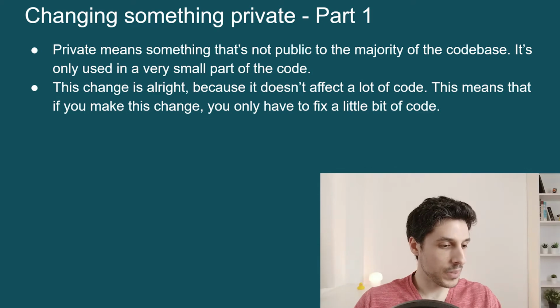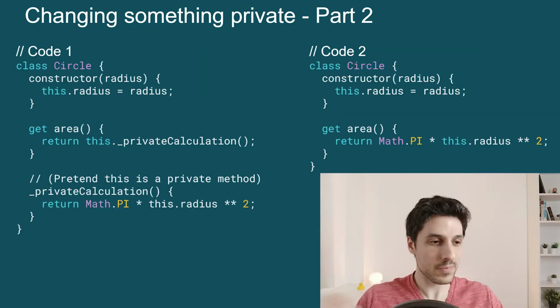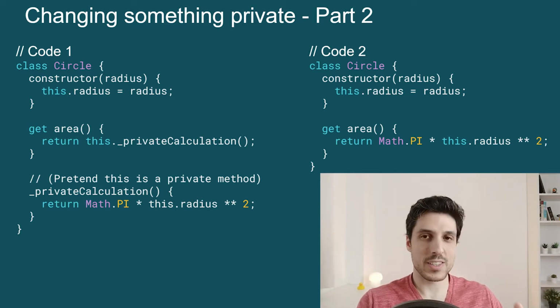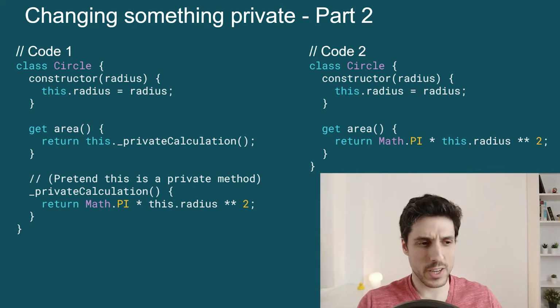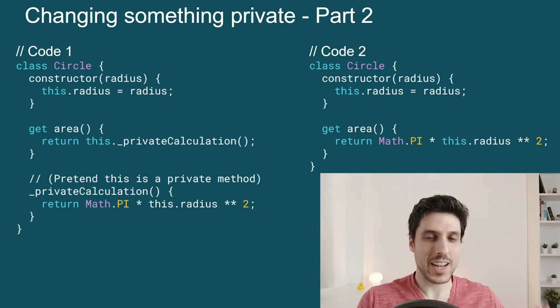So for example, here is some code. In this case, we have a method called private calculation. Now, this is written in JavaScript, which doesn't actually have private methods. Right now, they are in development, but for all intents and purposes, pretend that this is a private method. If you were using any other language that actually has private methods, or even JavaScript in the future, this will be a private method, so pretend it is one now.